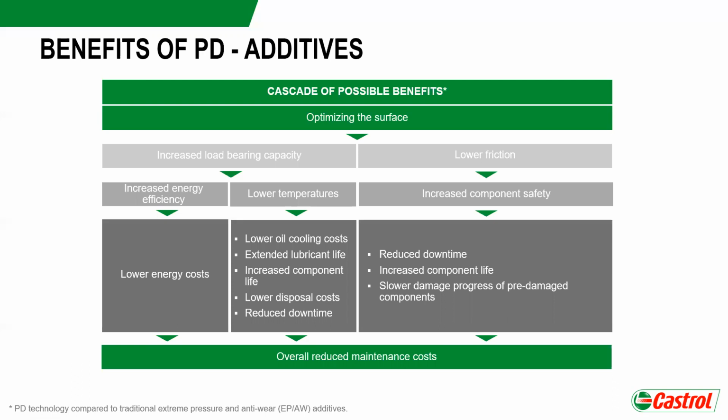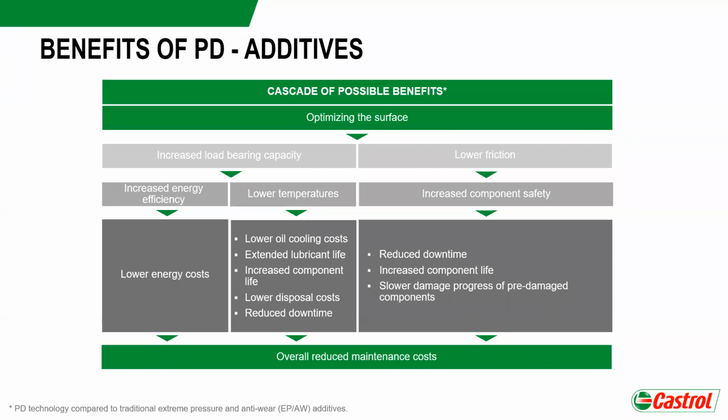It lowers the friction because the interacting surfaces, the surface roughnesses that interact with each other, are the ones that create the friction between the friction bodies. What does increased load-bearing capacity mean? It means you have increased component safety. I think the slide was excellently swapped around. Increased load-bearing capacity should be on the right. It increases your component safety.